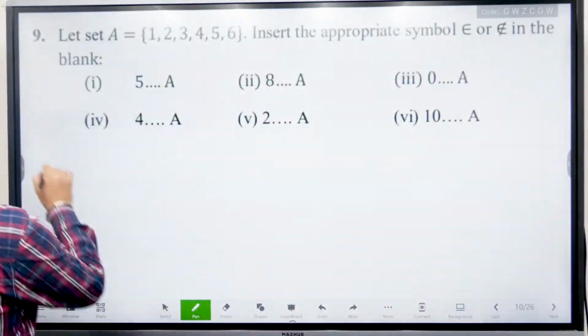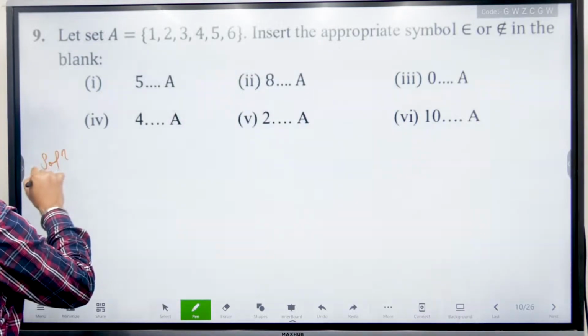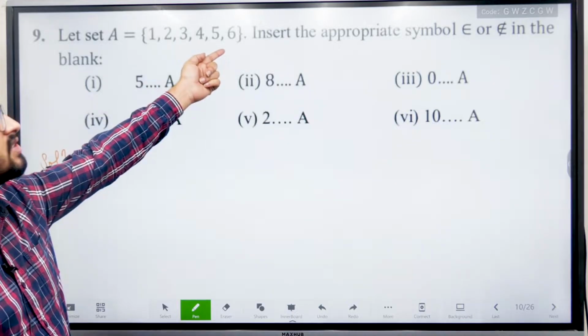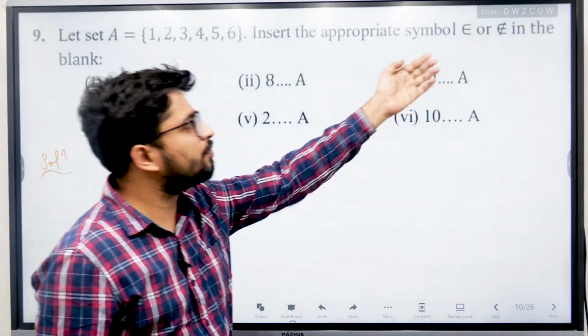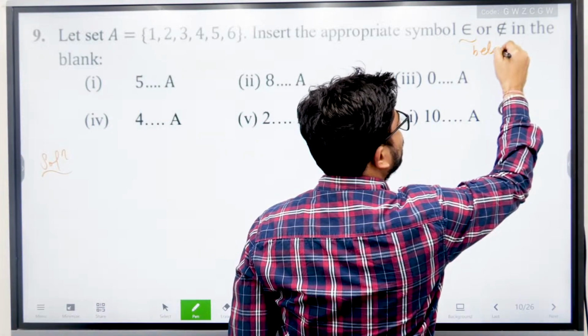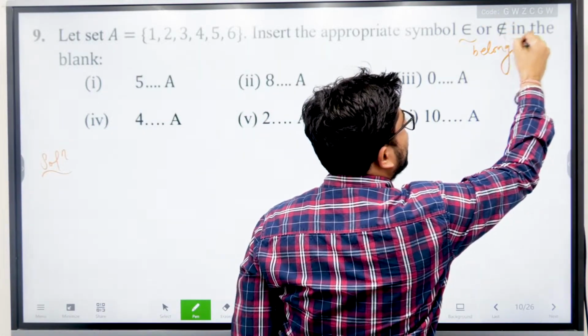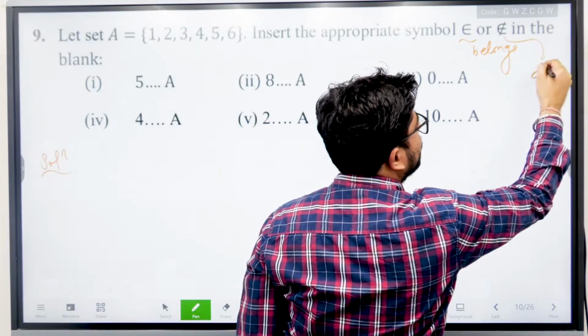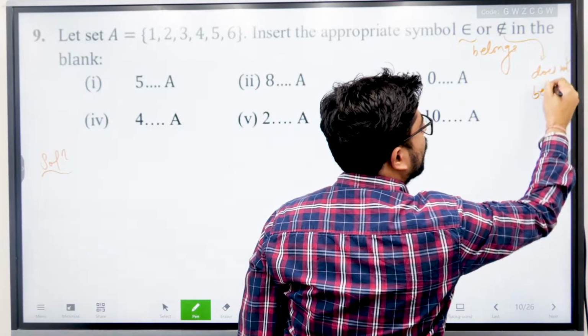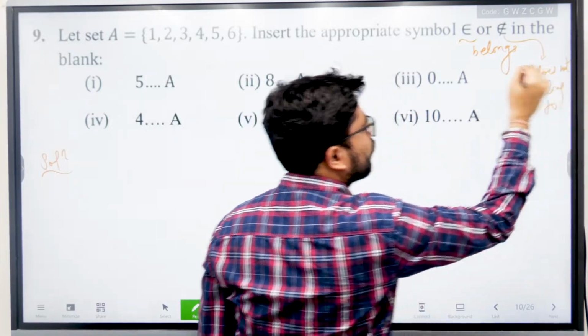Next is, sir, you have a set A with 1, 2, 3, 4, 5, 6 and you have to insert the appropriate symbol. This is belongs to, we already know that. That is belongs to, and this is does not belong to. Got it?